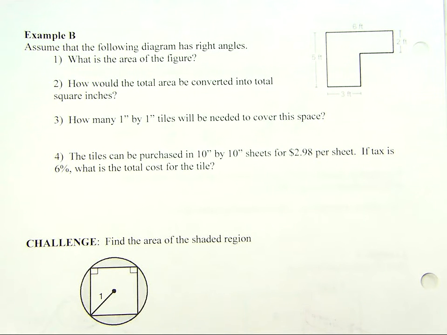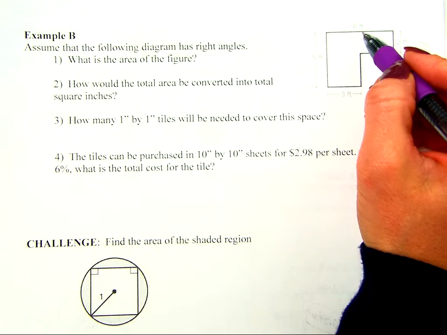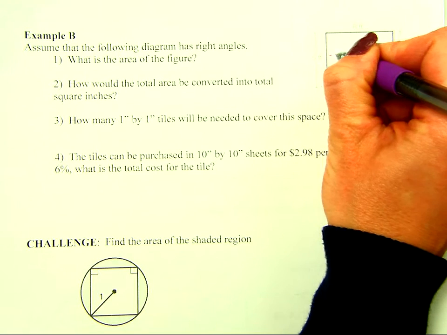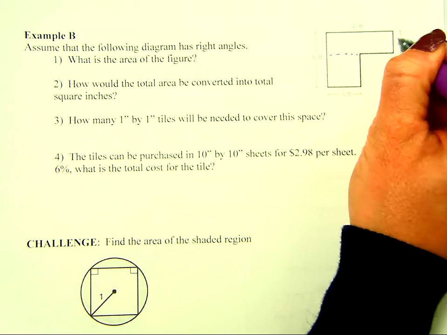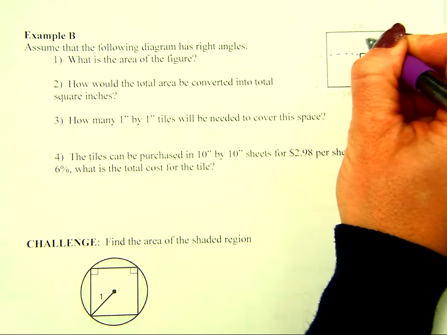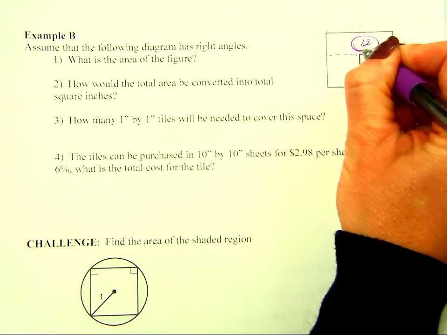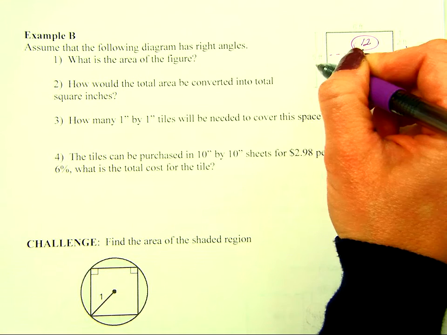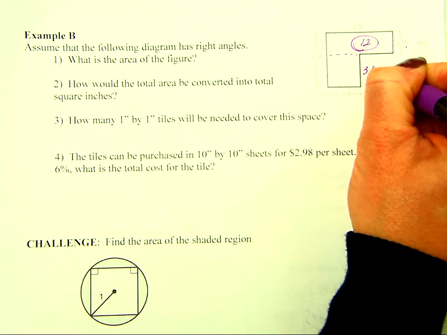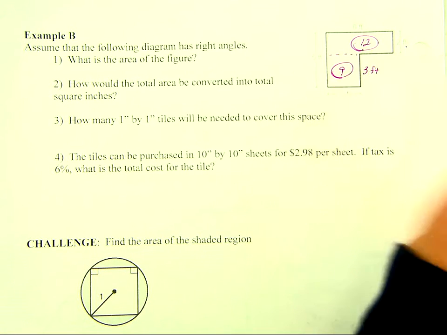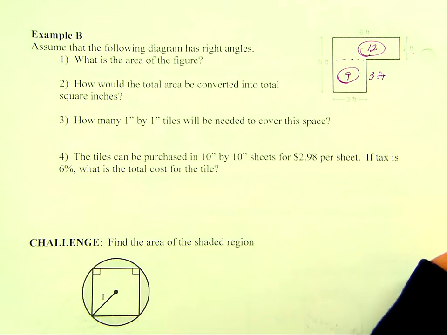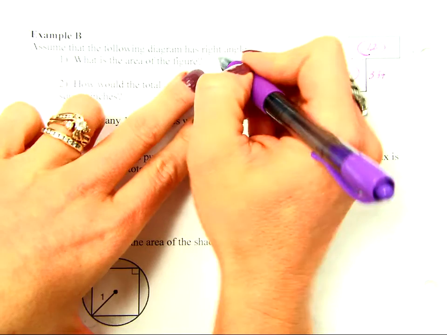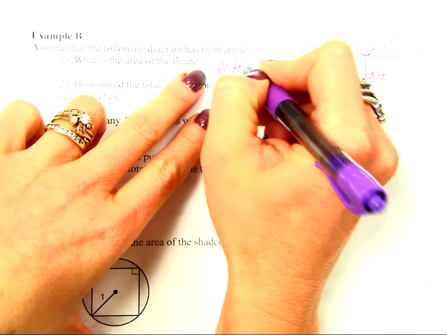So again, I'm going to look at dividing this up. I could divide it vertically, I could divide it horizontally. Either way, it doesn't really matter. So my top rectangle here looks like 6 times 2, that's going to have an area of 12. Now this is 3, but it's not 3 by 5. If this is 2 and this is 5, this is going to have to be 3. So a 3 by 3, that's going to have an area of 9. As I add those together, 12 plus 9, the area of my figure is 21 square feet.